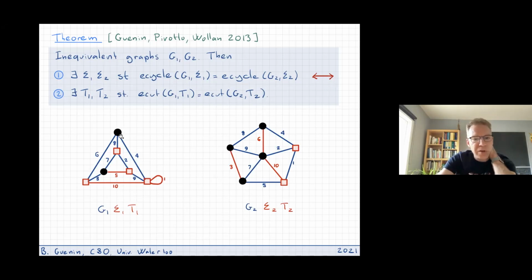So here's a little example. Here's a pair of graphs, and I've indicated both the signature and the terminals on those pairs of graphs. The red edges are the odd edges, so sigma 1 on the left, sigma 2 on the right. And the square vertices are T1 on the left and T2 on the right. And you can see that I was able to do both things at the same time. This is what the theorem tells you. Now, of course, not every pair of graphs with the same edge labels will do, but some of them will. And if you can do it with the signatures, you can do it with the terminals.